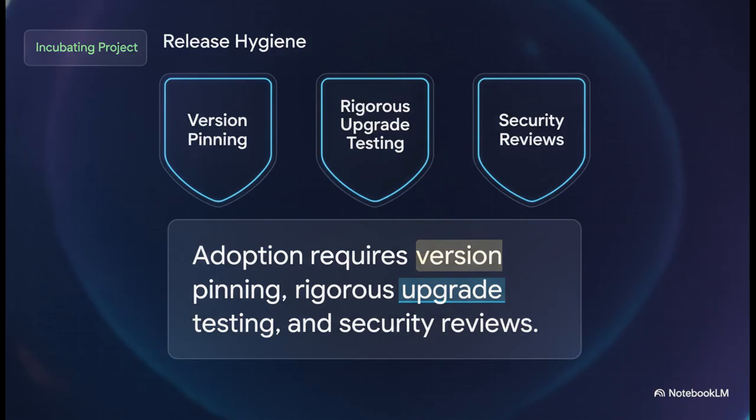The roadmap still has planned work for things like exception handling and more efficient state management. Practically speaking, if you adopt an incubating project for mission-critical enterprise systems, you have to take responsibility for your own release hygiene. That means strict version pinning, rigorous upgrade testing across your Python environments, and thorough internal security reviews. Larger, older ecosystems simply have a broader public adopter base today, and you have to factor that in.